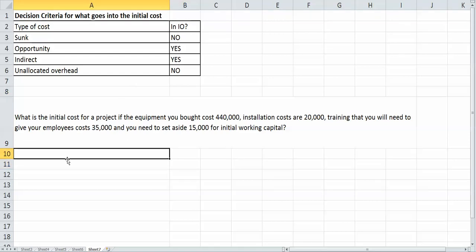So here's just one little word problem example of initial costs. It says, what is the initial cost for a project if the equipment you bought costs $440,000, installation costs are $20,000, training that you will need to give your employees costs $35,000, and you need to set aside $15,000 for initial working capital? Well, we're going to add all these together, and that's going to be our initial cost. So we have the 440, we have 20,000, we have 35,000, and we have the 15,000. Therefore, our initial cost would be $510,000.